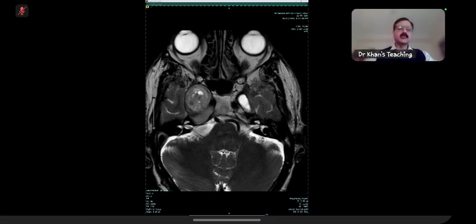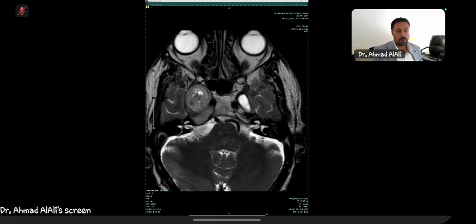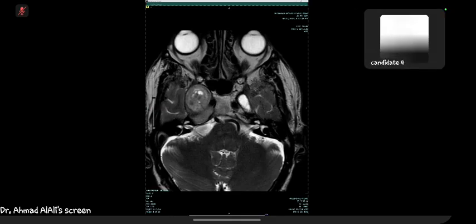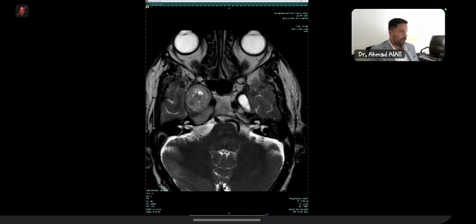Okay, welcome. Candidate number 4, this is a patient who presented with right eye movement abnormality and some numbness on the right side of the face. These are axial T2 weighted images for the patient. Please scroll through them and tell me your findings. Sir, I asked for control. Yes, it's over to you.